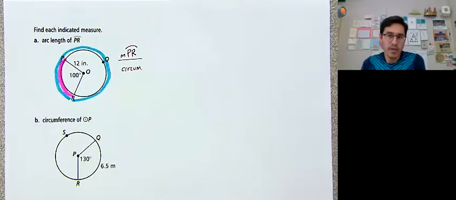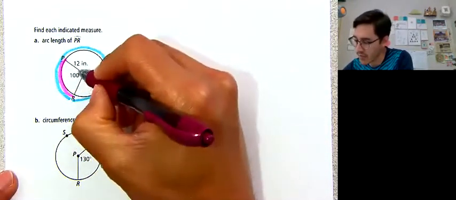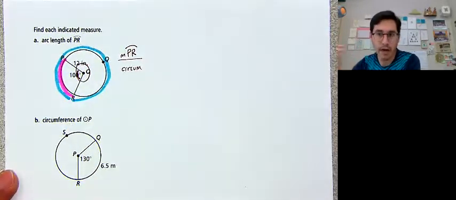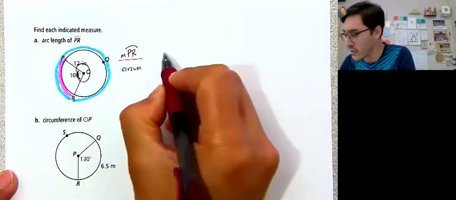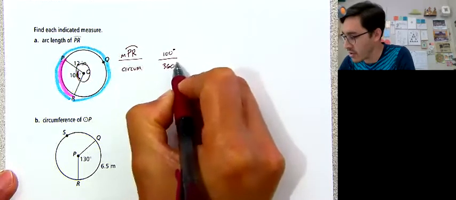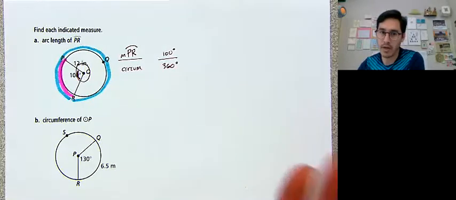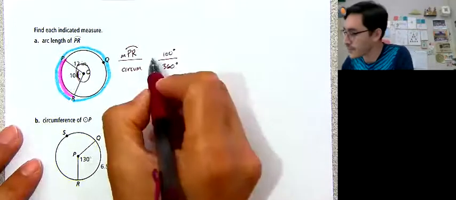Now, these arcs and circumferences are related to their central angles, right? For that pink arc, we have a central angle of 100. And for the full circumference, how many degrees would that be if we went all the way around? Well, 360. So we have another ratio of the central angles: 100 degrees and 360 degrees. And these 2 ratios are equal. The length of the arc is proportional to its central angle.